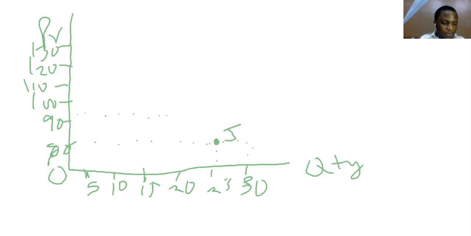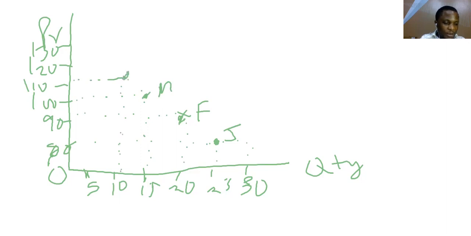When the price was 90, quantity demanded was 20. I trace it down to 20. This is the point. This is for February. When the price was 100, the quantity demanded was 15. I trace it down to this point, and this is for March. And when the price is 110, the quantity demanded was 10. This is April.